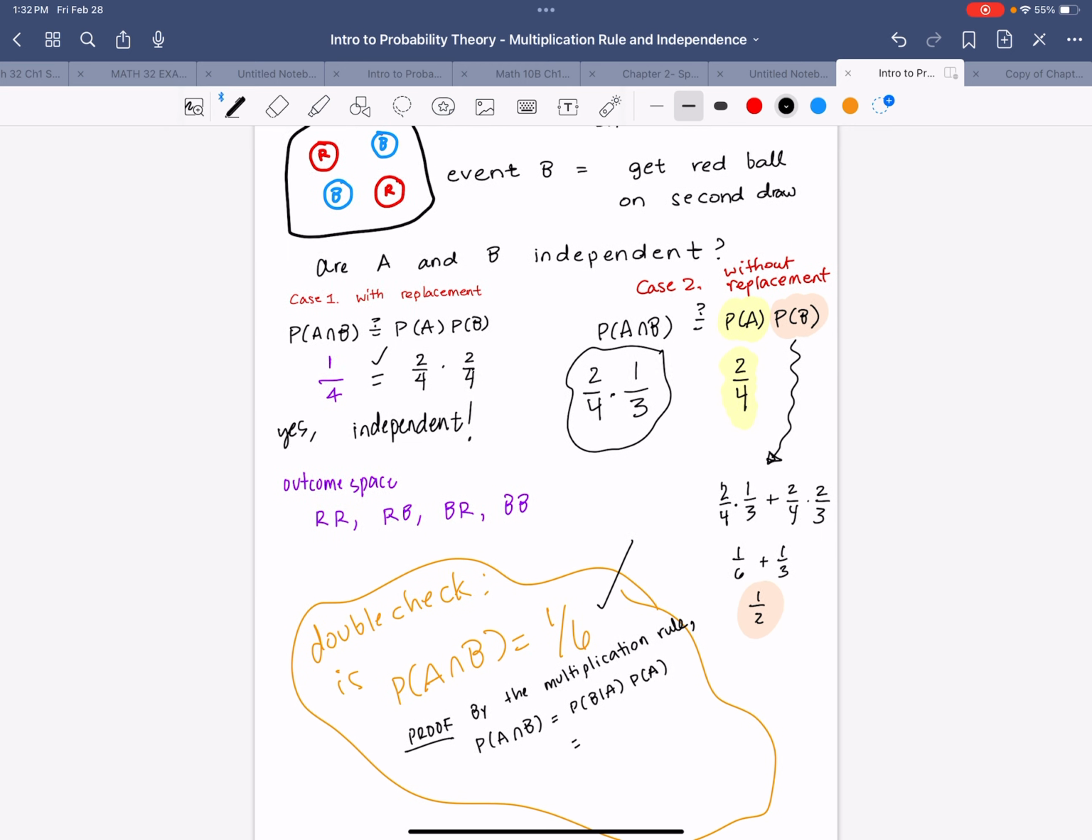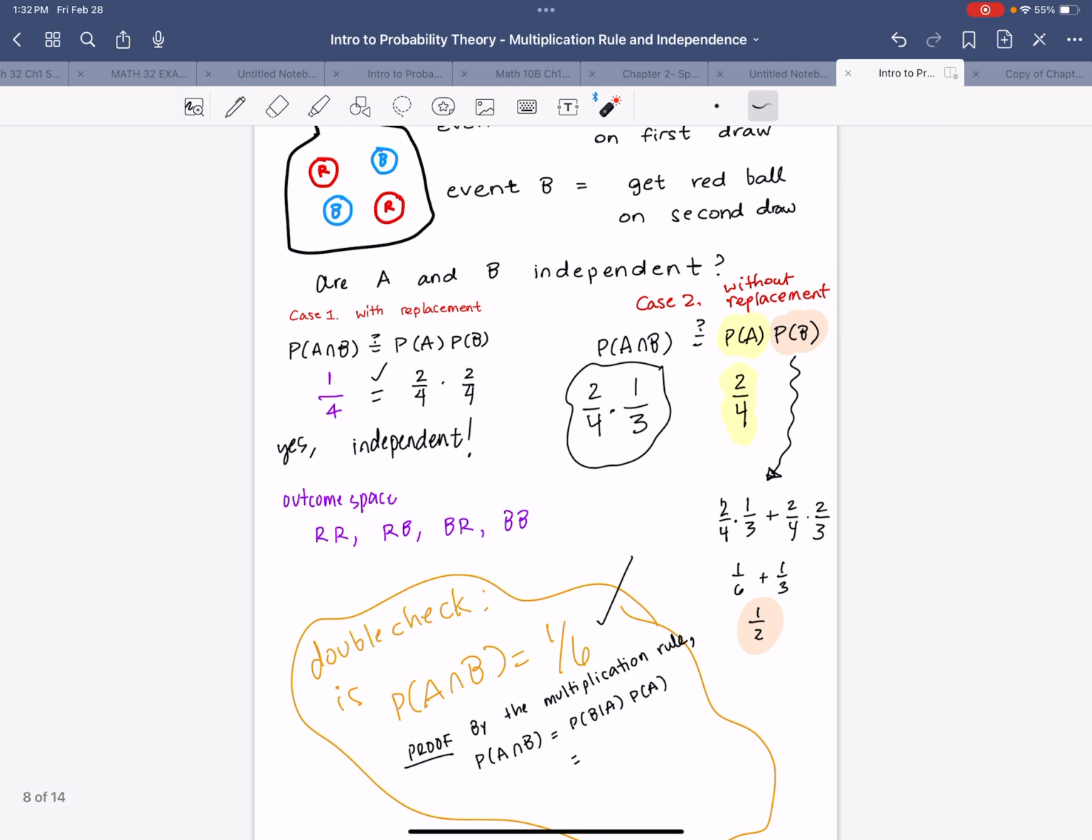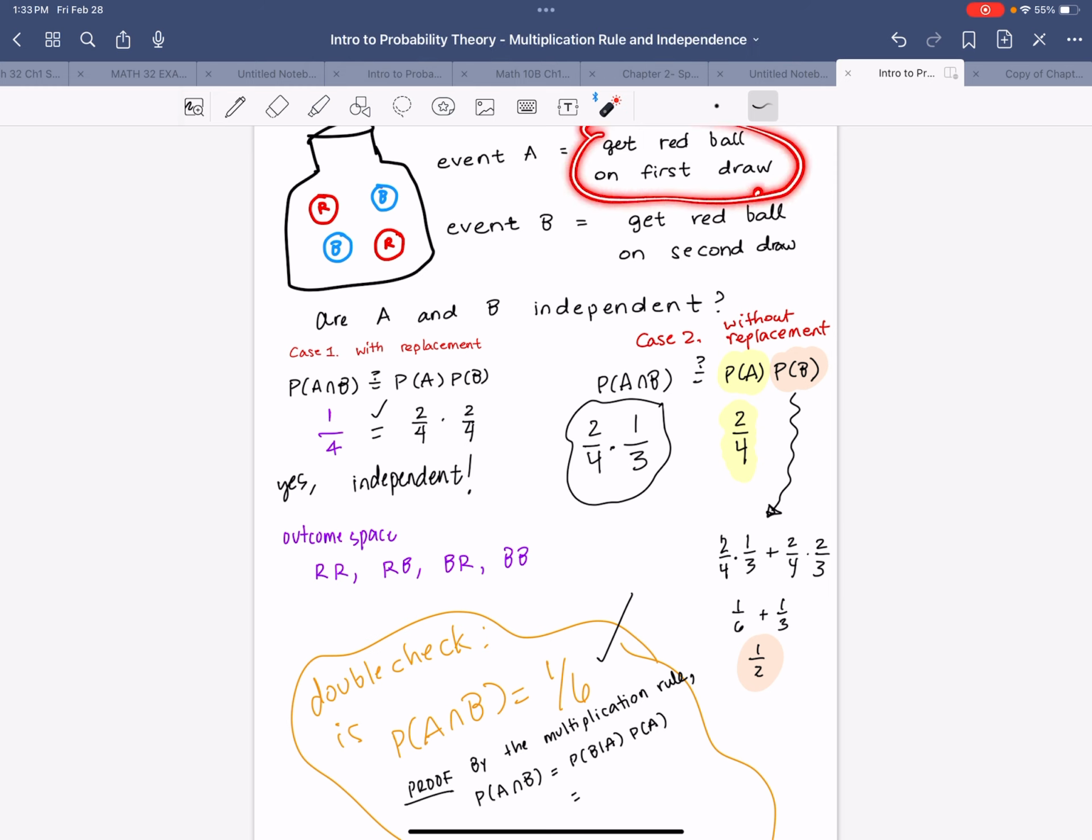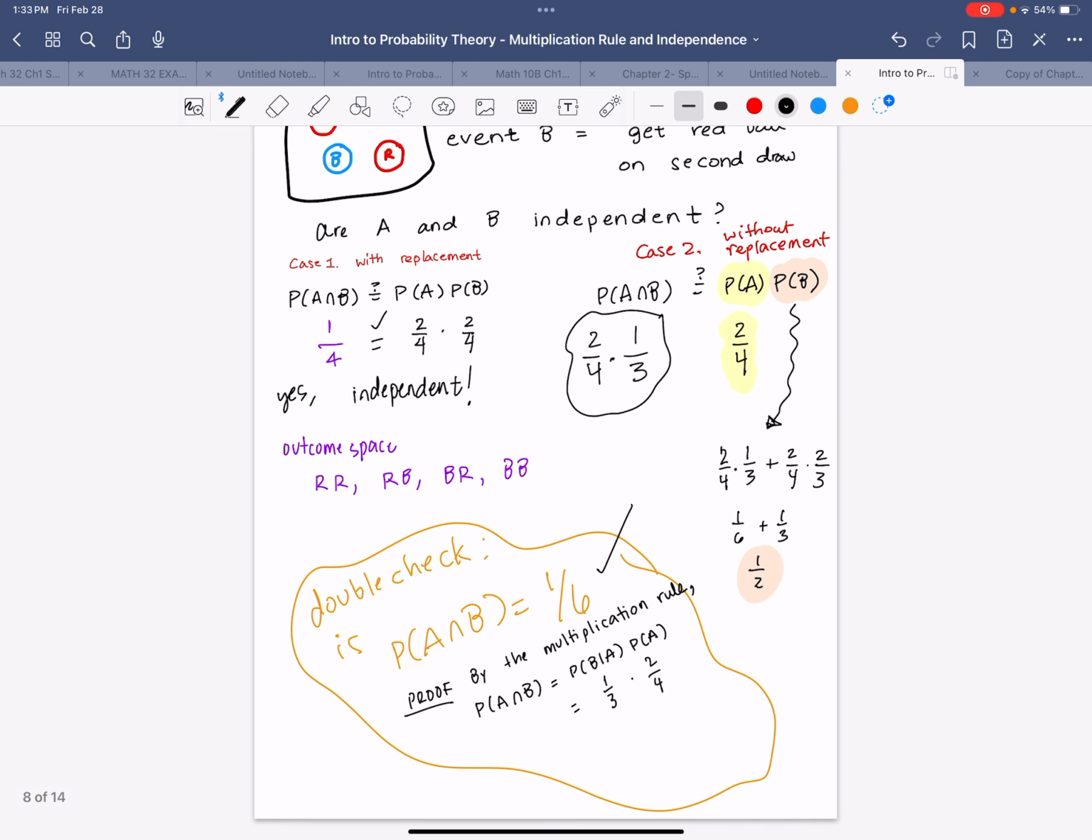Now, what is the probability that you get a red ball on the second draw, given the fact that you got a red ball on the first draw? Well, if you got a red ball on the first draw and we're not replacing, then the probability of getting a red ball on the second draw is 1/3. So that's why we have the 1/3. And now what is the probability of getting red on the first draw? Well, that's going to be 2/4. So when we multiply this together, we will indeed get 1/6.